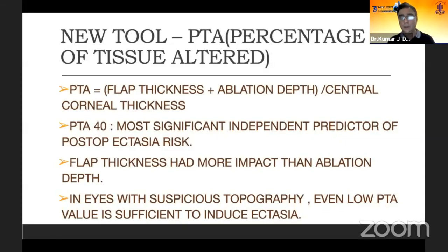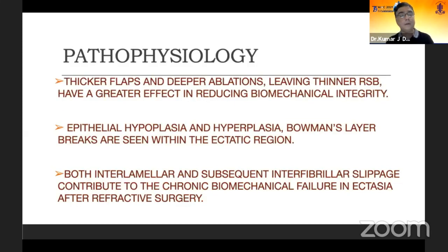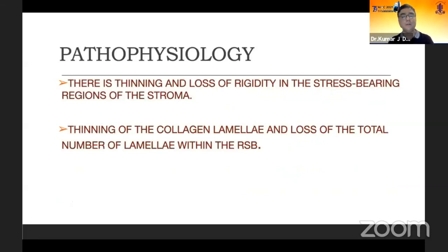The main reason being legality. PTA we know has to be 40 and we don't cross that line. The thicker the flap and the greater the ablation depth, the more it will also lead to ectasia. So the basic pathophysiology here is thicker flaps, deeper ablations, and leaving thinner RSTs can lead to this. Epithelial hyperplasia and Bowman's layer breaks can lead to ectatic regions, and both intralamellar and interfibrillary slippage contribute to chronic biomechanical failure and ectasia after the surgery.